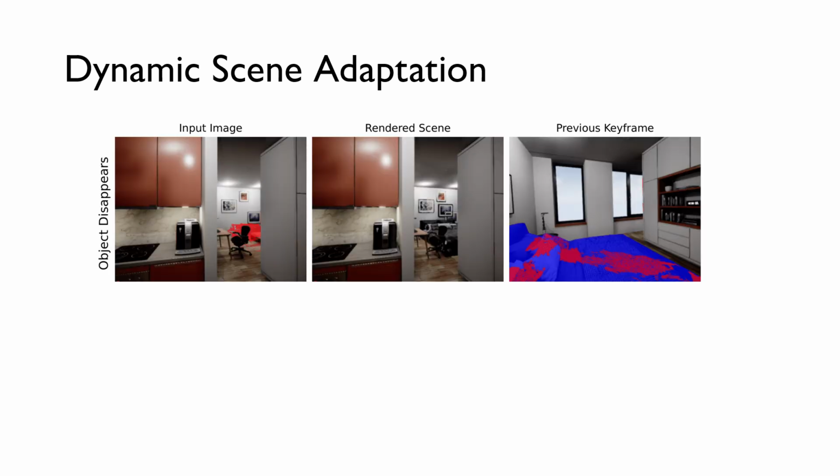To resolve map corruption, we introduce a dynamic scene adaptation mechanism, or DSA, that handles object additions, removals, and movements. We model object motion as a combination of removal and addition. Treating the current frame as ground truth, we detect changes where the rendered depth is closer to the camera and the color deviates significantly from the observation.